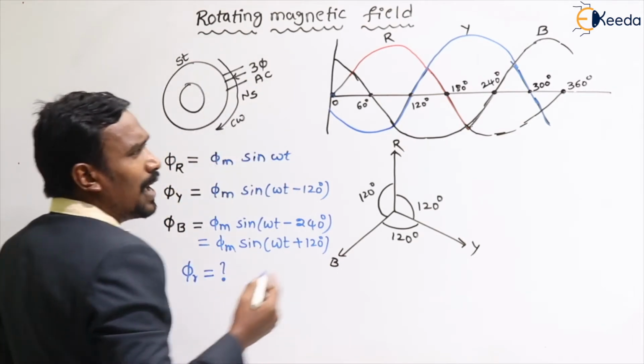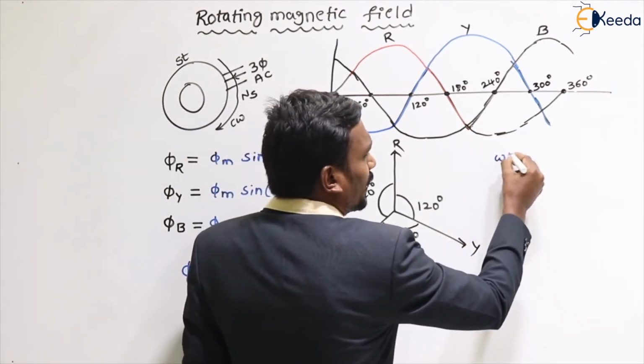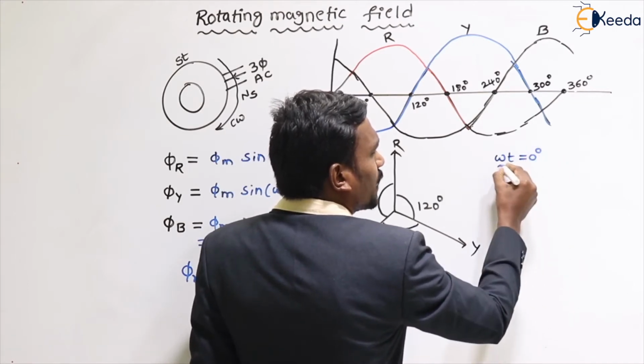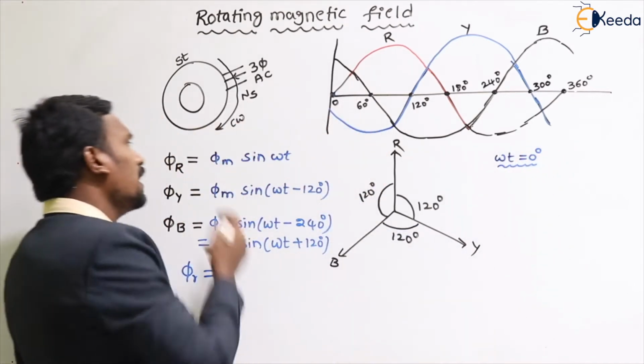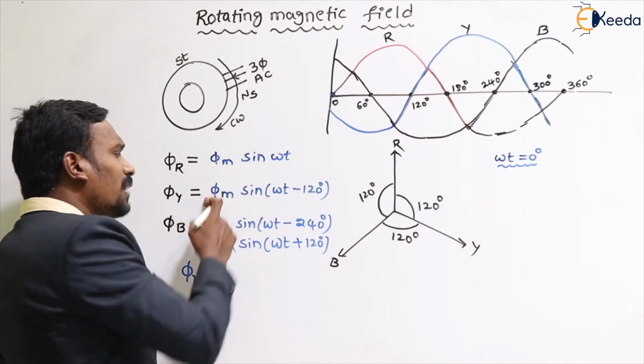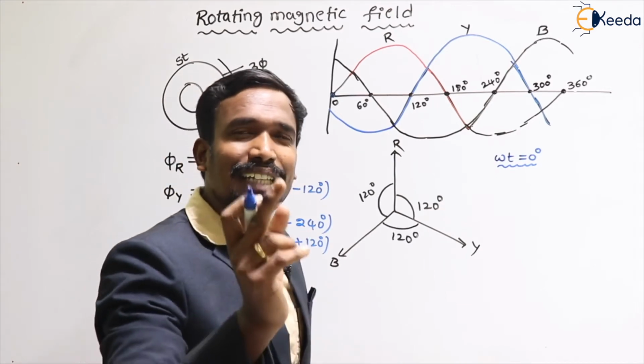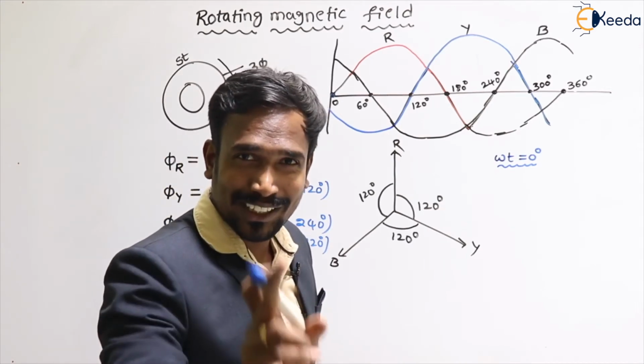So let's go. At omega t equals 0 degrees, what am I going to do here? At omega t equals 0 degrees, what is my phi r? What is my phi y? What is my phi b? And finally, what is my resultant flux? You got my point?